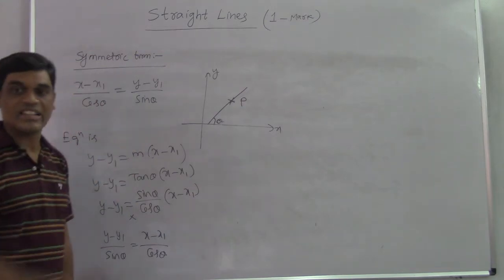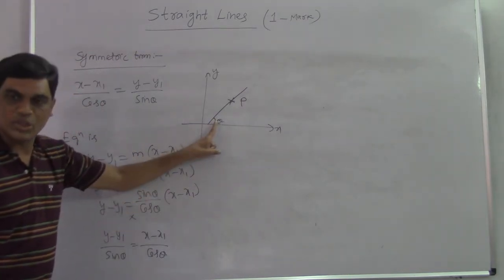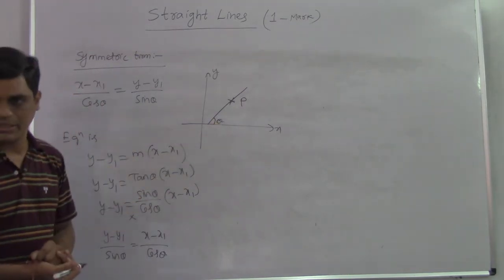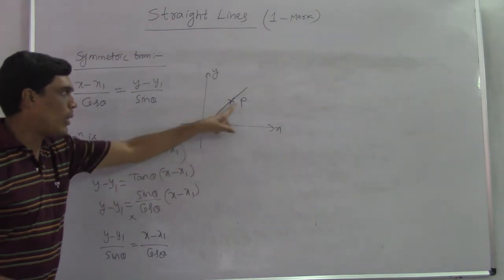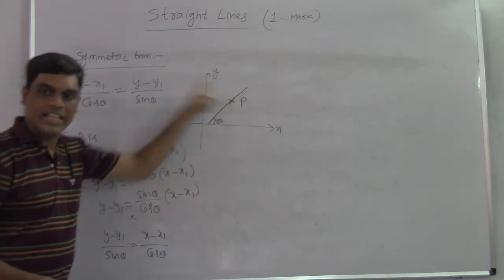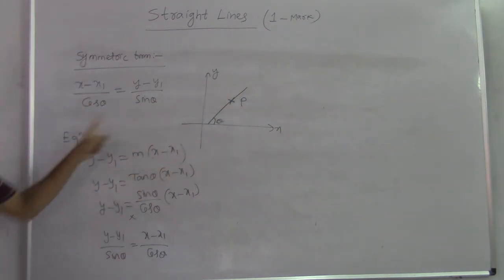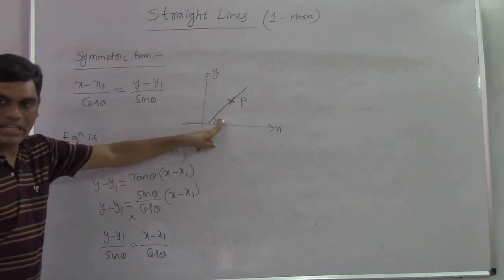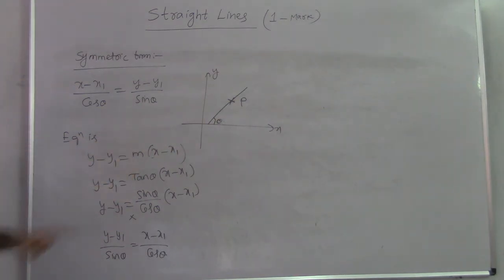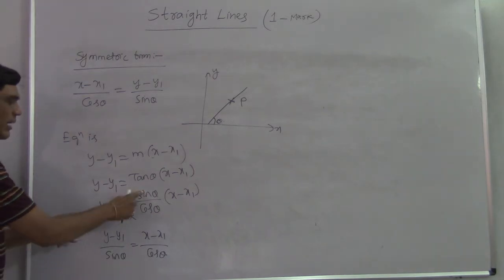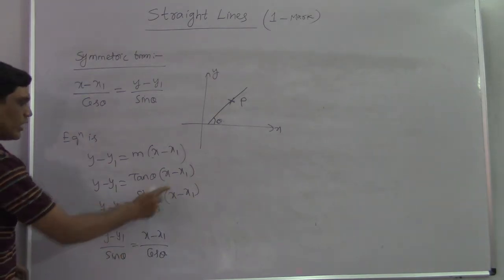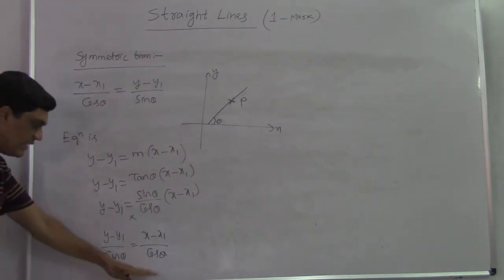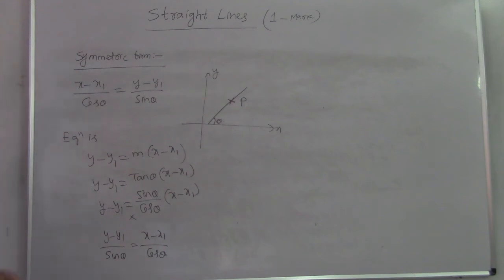But in previous classes we have discussed, whenever we use angle we have to take m. Slope point equation is what? This one: y minus y1 is equal to m into x minus x1. But in this case we have only angle, so m is equal to tan theta. Tan can be taken as sin by cos. So you have to cross multiply: y minus y1 by sin theta is equal to x minus x1 by cos theta. This is called symmetric form.